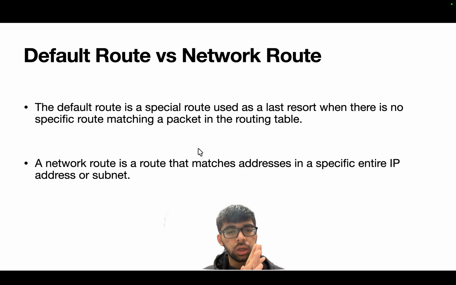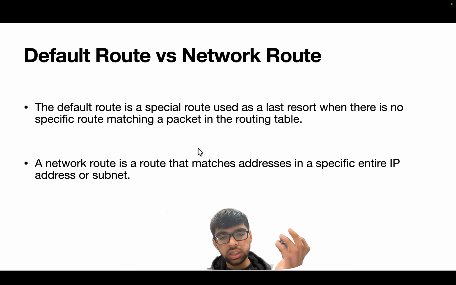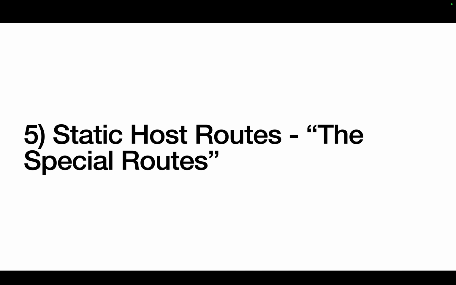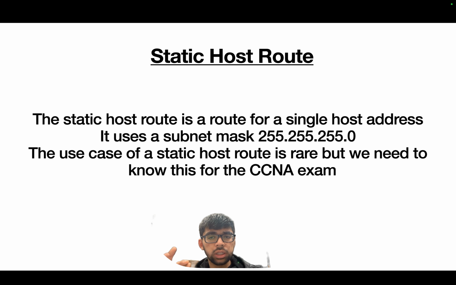The network route, that's a route that's matching addresses in a specific entire IP address range or a subnet. So let's go into static host routes now. These are what I think of as special routes, and I'll explain why. The static host route is basically used for a single host address, just one host address.